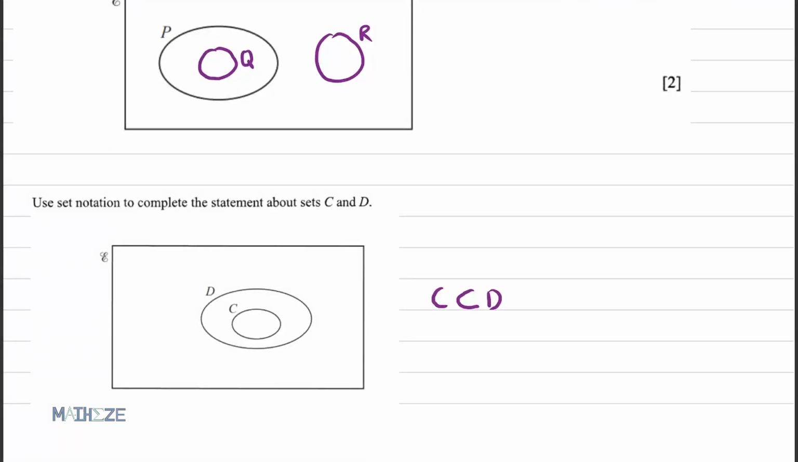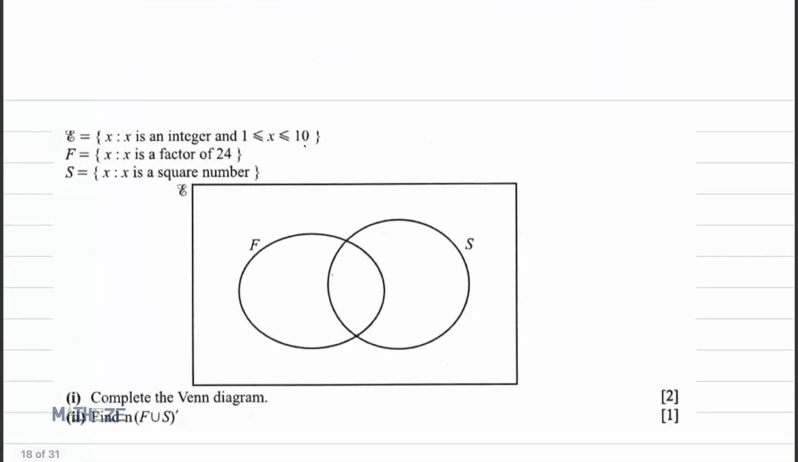Now, next question. It says universal set is from 1 till 10. Set F is a factor of 24. That means all those tables in which 24 comes. So it's going to be 1, 2, 3, 4, 6, and 8. You can't go further than 8 because universal set is from 1 till 10.